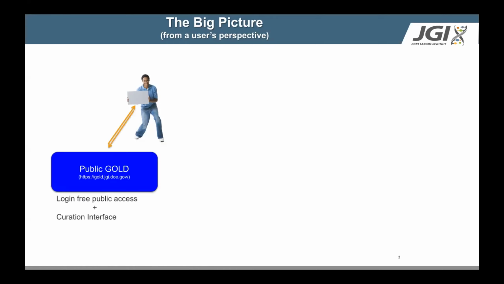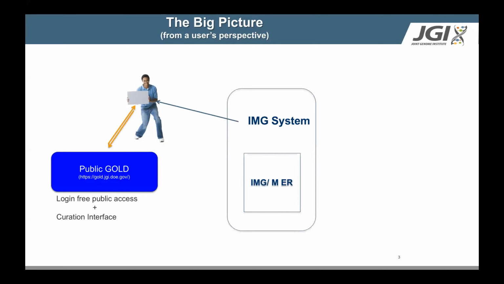This is the big picture of GOLD and IMG systems from a user perspective. Imagine this is you coming here to use IMG and GOLD databases. A user can access GOLD's login-free public site or use a system that requires the login and the curation interface to enter your projects or come back and later update the projects you already entered before. On the other hand, you can access the IMG system and try using your favorite tools, the ones shown in the previous webinars. You can directly access that from the IMG system.